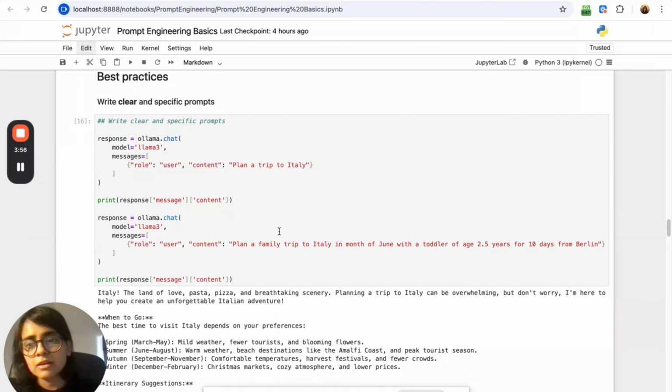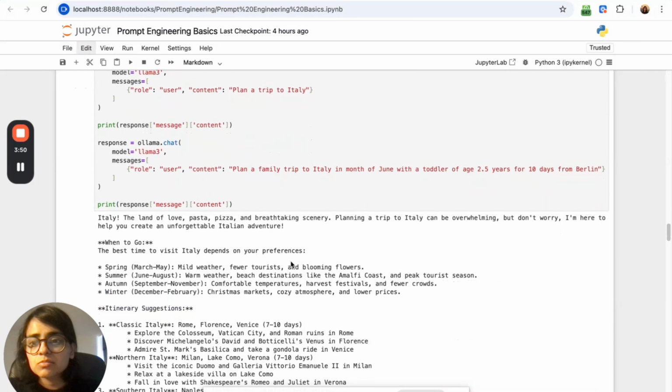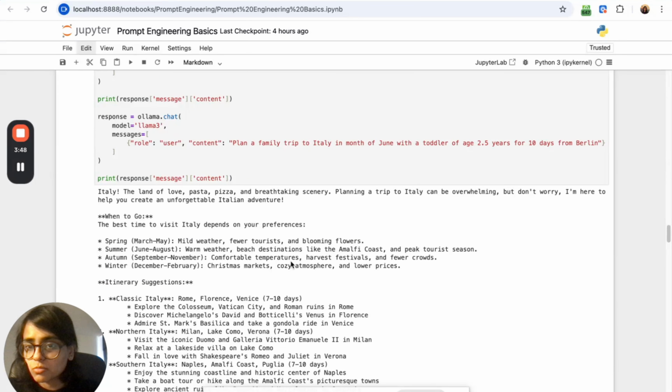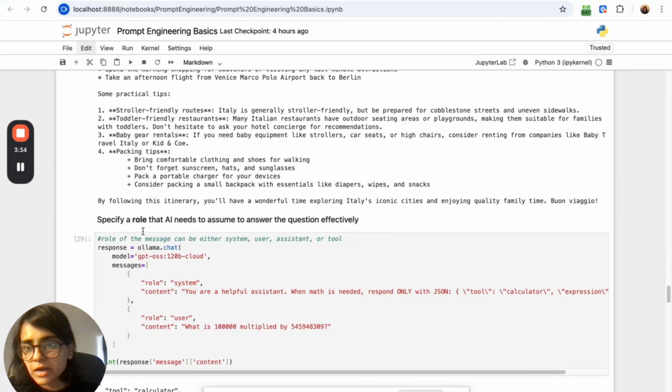While if I give much more context, saying "plan a family trip to Italy in the month of June for 10 days from Berlin," then the response that you'll get from the LLM will be much more tailored to you, and it will make more sense, and it will have much more relevant or accurate information that you are basically looking for.